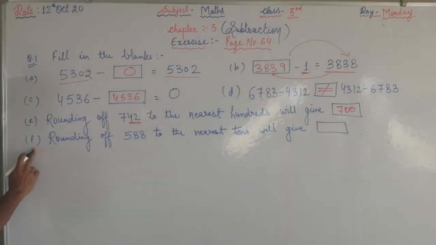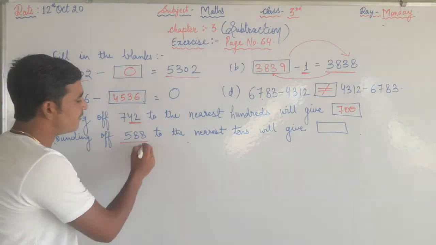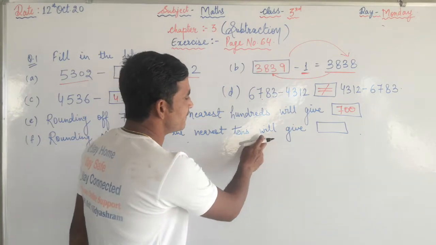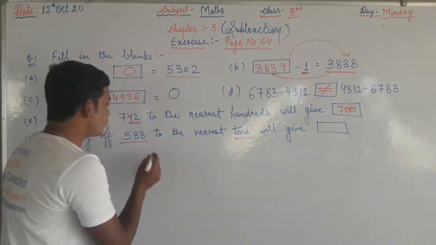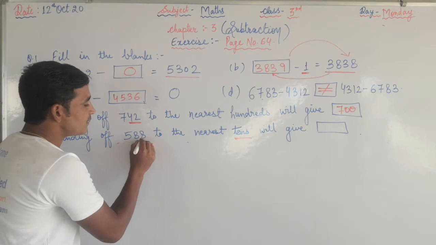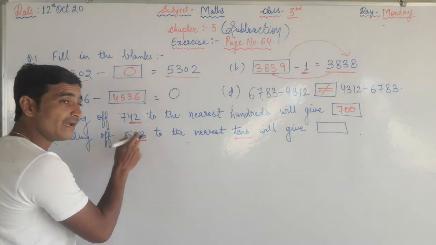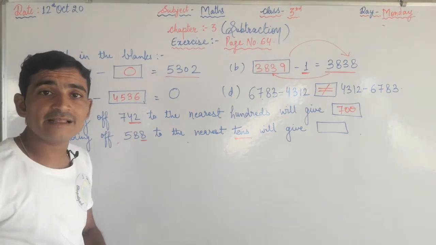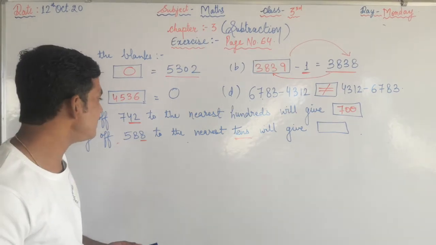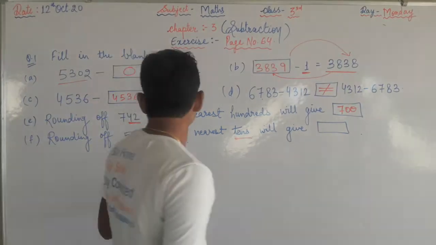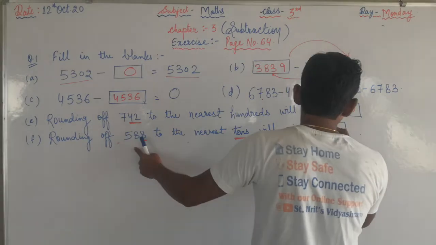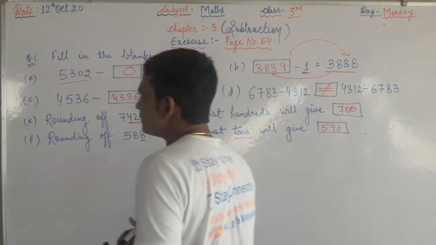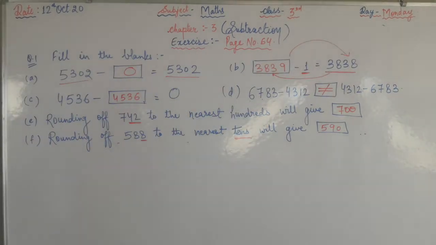Now see F: rounding off 588 to the nearest 10. In the nearest 10, you have to consider the digit at the one's place. Here it is 8, which is greater than 5, so it is rounded up. Here it is 590. So these are the blanks. Question number 1 is completed. Now see question number 2. I hope you understand this question.